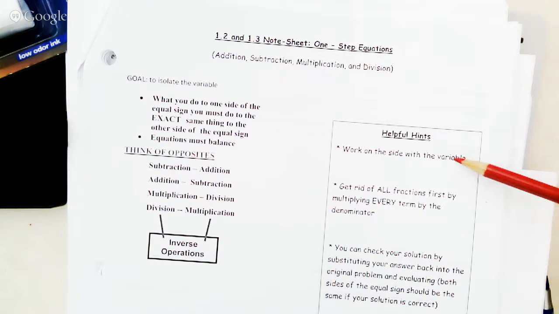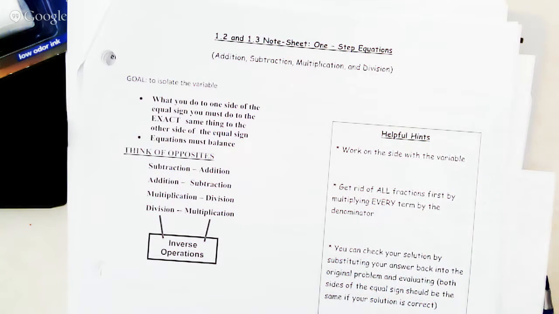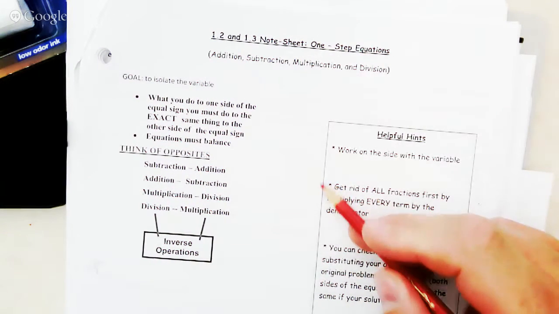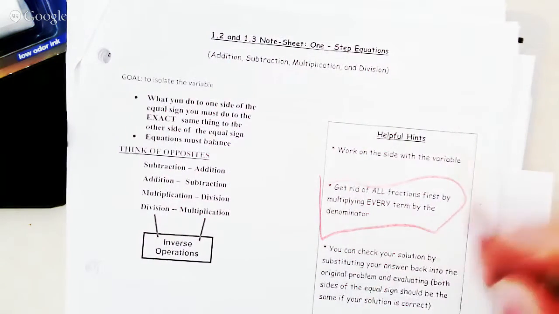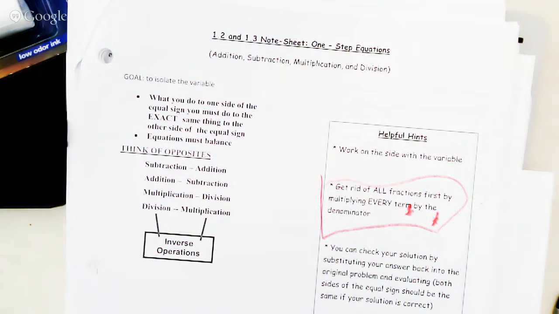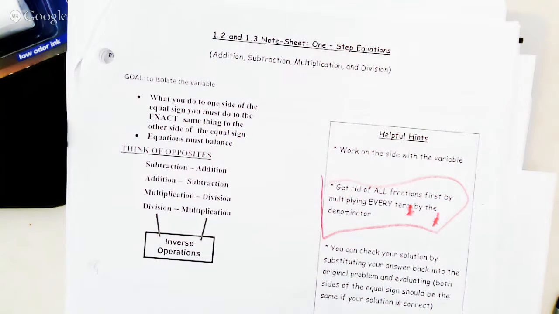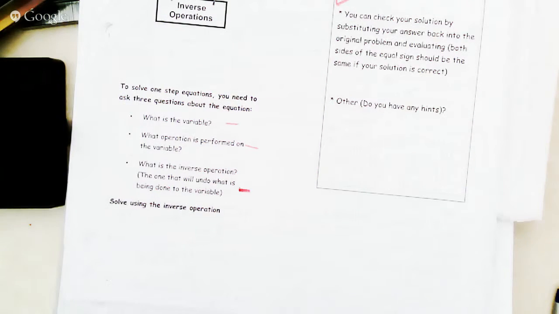We always are looking at the side with the variable, and we're going to get rid of fractions first by multiplying every term by the denominator. If you do me a favor real quick, if you got your highlighter, your pen or pencil, that's the thing that's going to trip you up today. If you have not figured that out already, I'm big on telling you what's going to trip you up immediately. And then we are going to check our solutions by substituting it back in. The three questions you ask yourself: what's the variable, what's the operation being performed, and what's the inverse? The inverse is just the opposite of that operation.